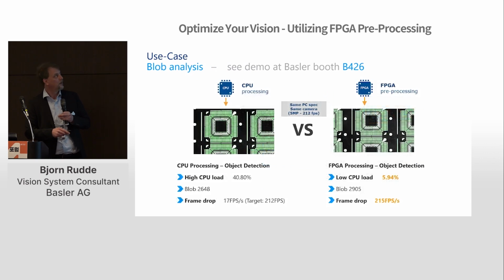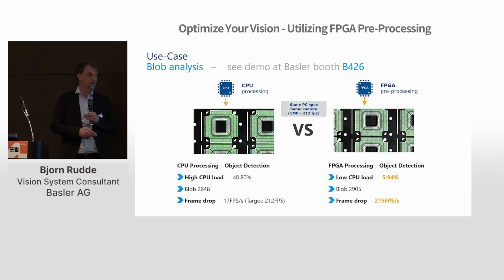The last example now is the blob analysis I already mentioned in the battery demo. And here we see a comparison between CPU and FPGA processing. So while we have a high CPU load and we can only process 17 frames per second of this 5 megapixel camera in the CPU, on the other hand, when we look at the FPGA, we reach the full target bandwidth of 215 frames per second while having nearly no CPU load. So here you see directly the benefit in numbers regarding the performance. It's 17 frames per second versus 215 frames per second that cannot be reached.